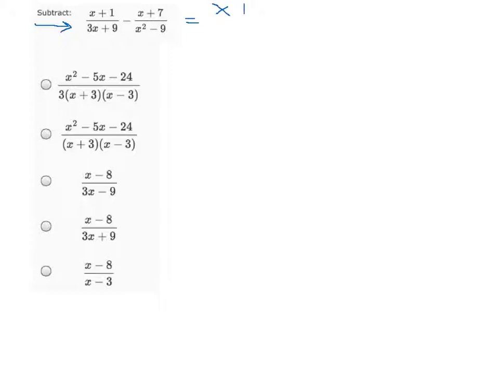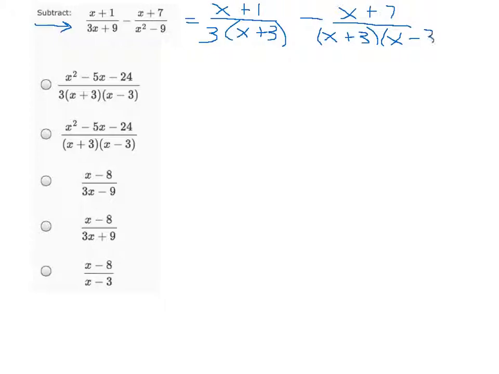So, in our first fraction, we notice that we can factor out a 3 from its denominator, and we are left with 3 times the quantity x plus 3. And then in our second fraction, we notice that we have a difference of squares for the denominator, so we will have x plus 3 times the quantity x minus 3 in the denominator.